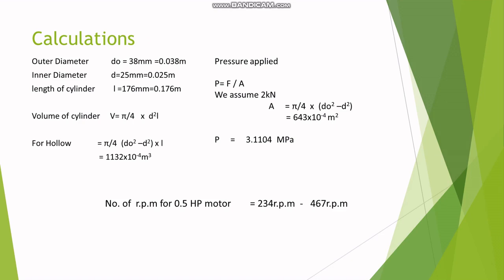Calculation. We have taken the outer diameter of the cylinder as 33 mm and the inner diameter of the cylinder as 25 mm. So the whole volume of the hollow cylinder is 1132 × 10^-4 m³. The pressure applied: we assume the force is 2 kN. So the pressure applied on the briquettes will be 3.1104 megapascal, and the number of rotations per minute for the 0.25 horsepower motor will be 234 to 467 rotations per minute.